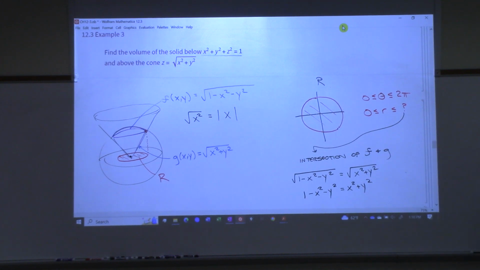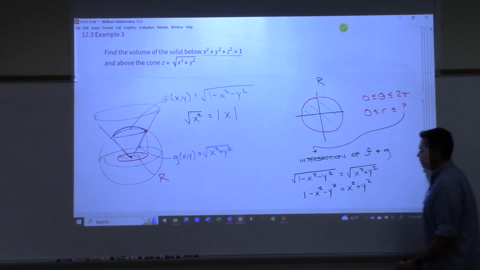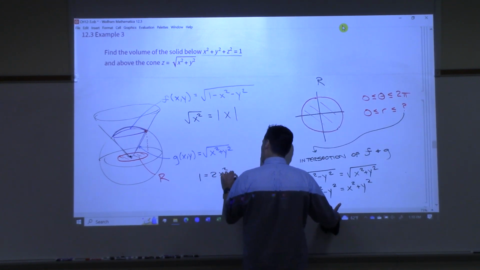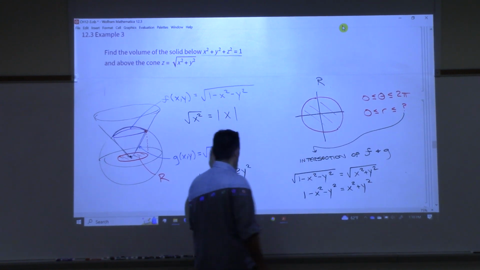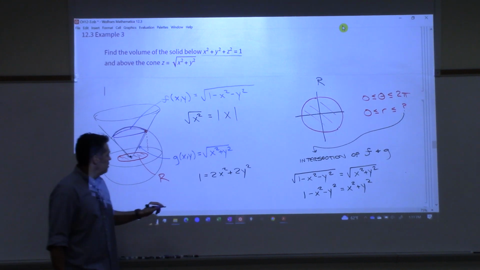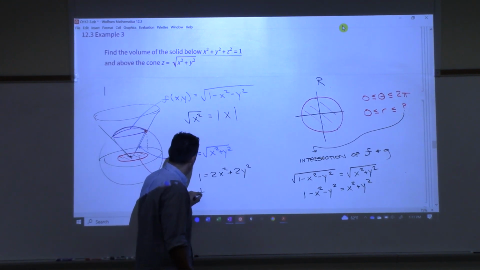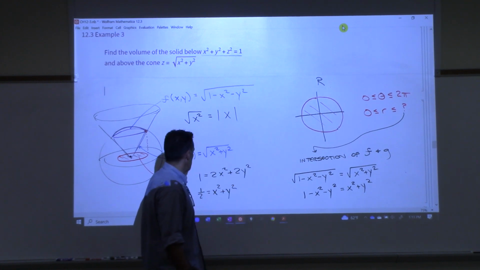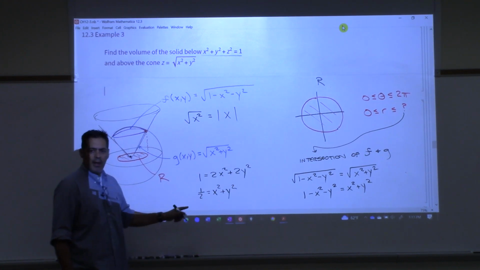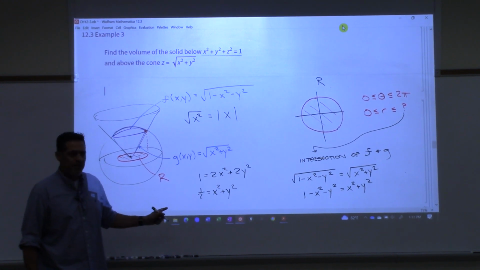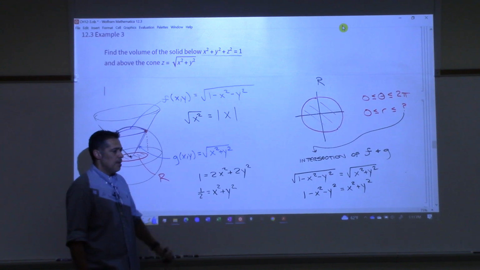And let's move all of our x's and y's to the right side. So we get 1 equals 2x squared plus 2y squared. And then I can just divide both sides by 2. And won't that be the equation of a circle? Right? If I divide both sides by 2. This is a circle with the radius of the square root of a half. Right? The square root of 1/2 is the radius of this circle.